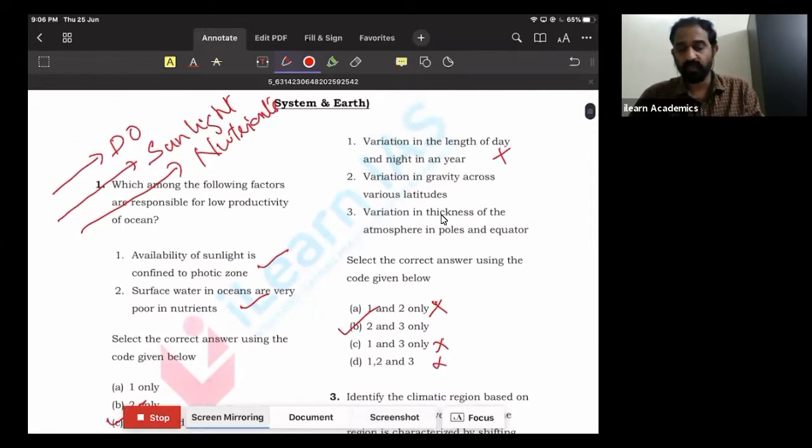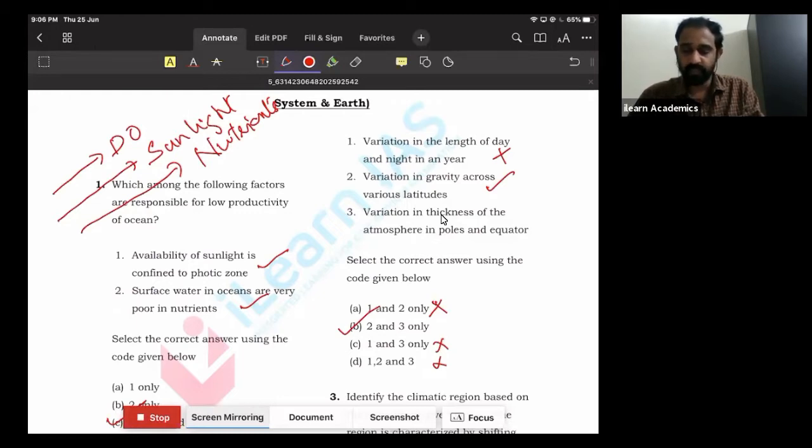Statement two says variation in the gravity across the latitudes. The gravity will be high near the poles in comparison to the equator, because the poles are around 70 kilometers closer to the center of the earth in comparison to the equator. So the gravity will be more near the poles. So this one is correct.